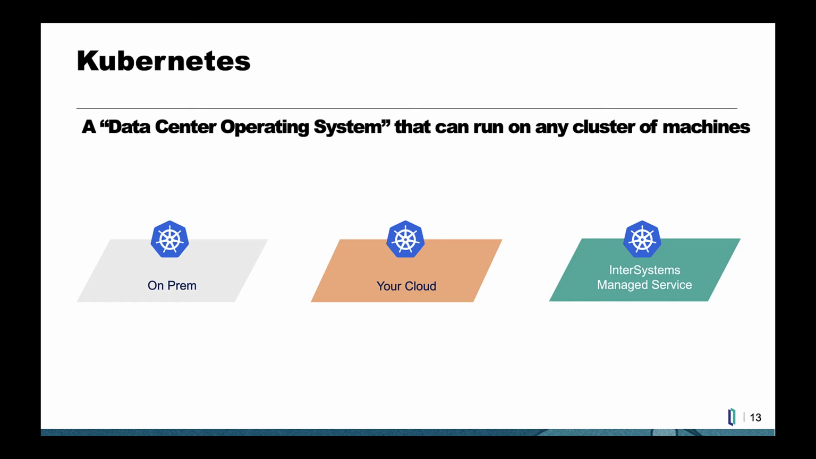In a sense, Linux is an operating system for one machine. Kubernetes is an operating system for many machines, and Linux has distributions. Kubernetes also has distributions. So think about Kubernetes this way. It's a data center operating system that can run anywhere.